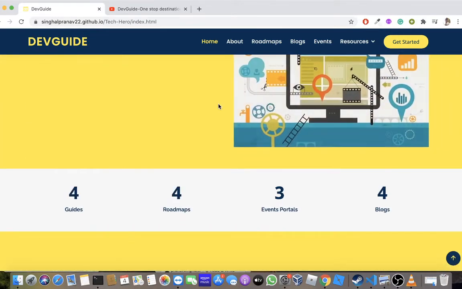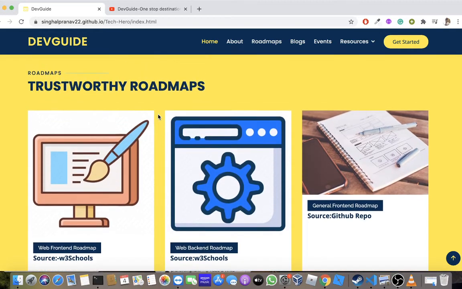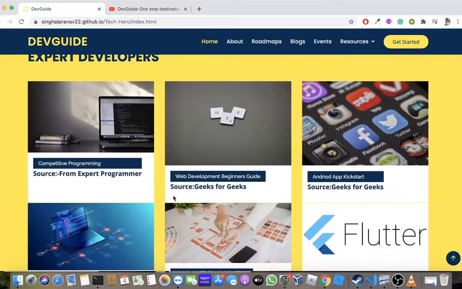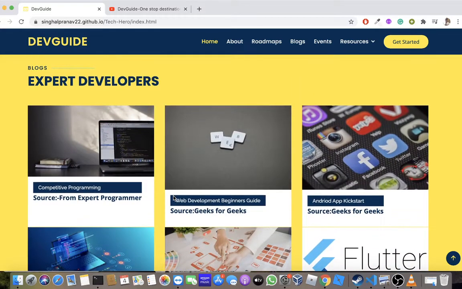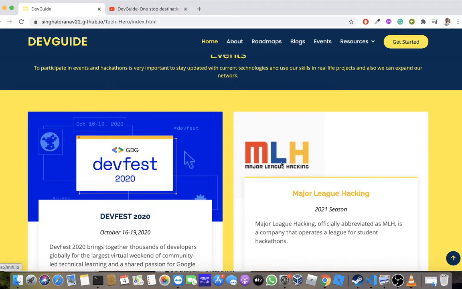Here we have given some trusty roadmaps that have been discussed by my teammates and put over there after rigorous discussion based on our experiences. Also, we have put up some blogs written by trusty people, the people who are leading in the industry, and also some of my team members, like this Flutter blog over here that is written by me only.